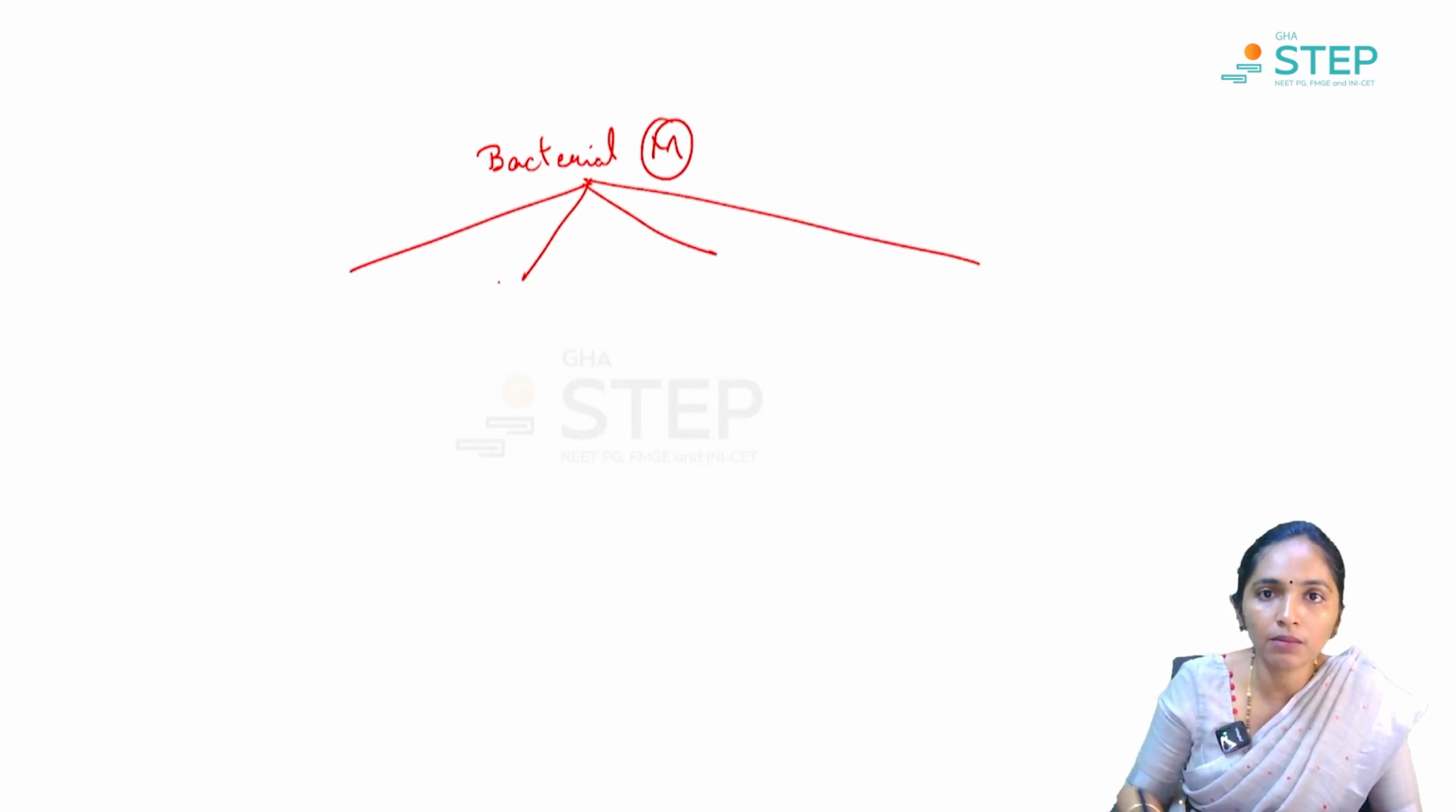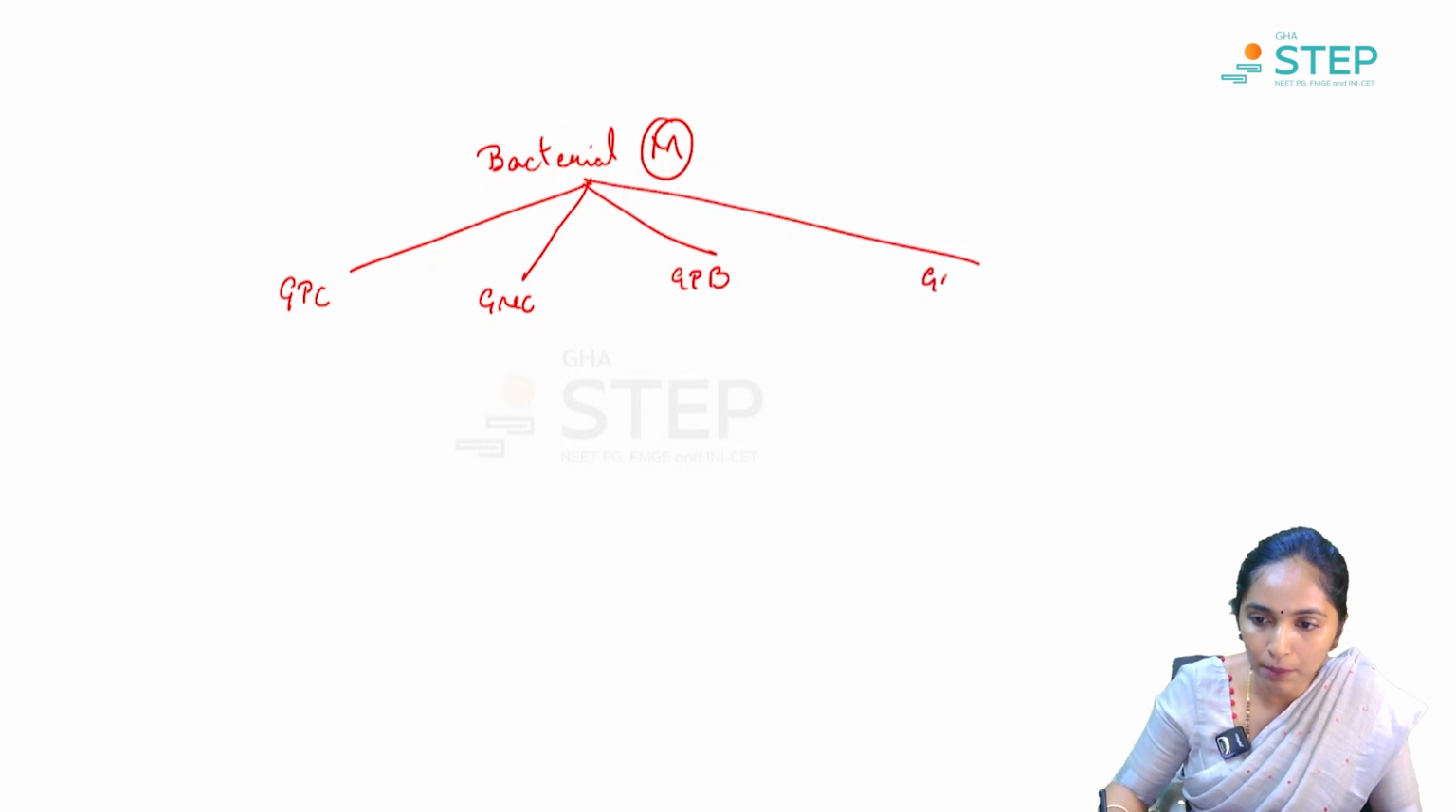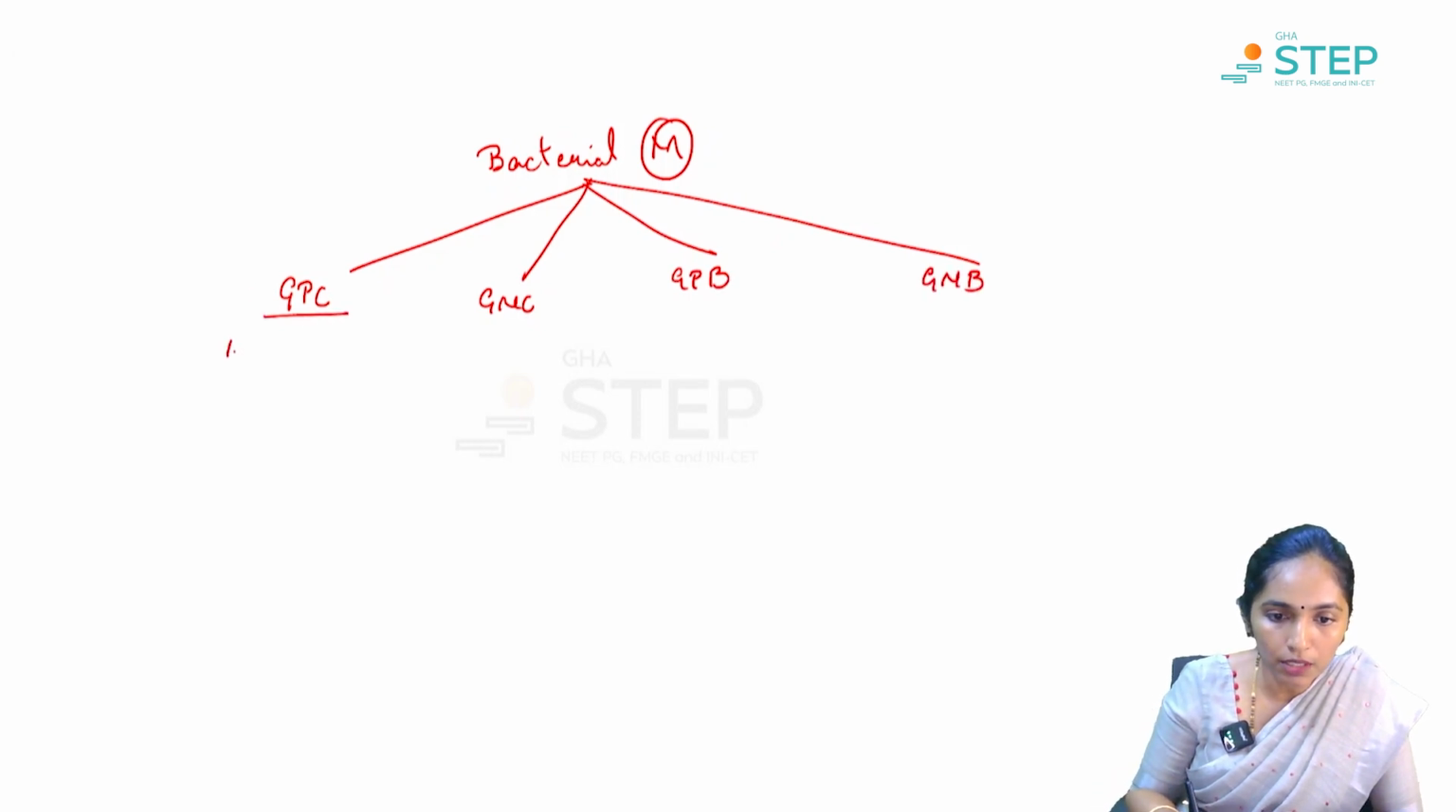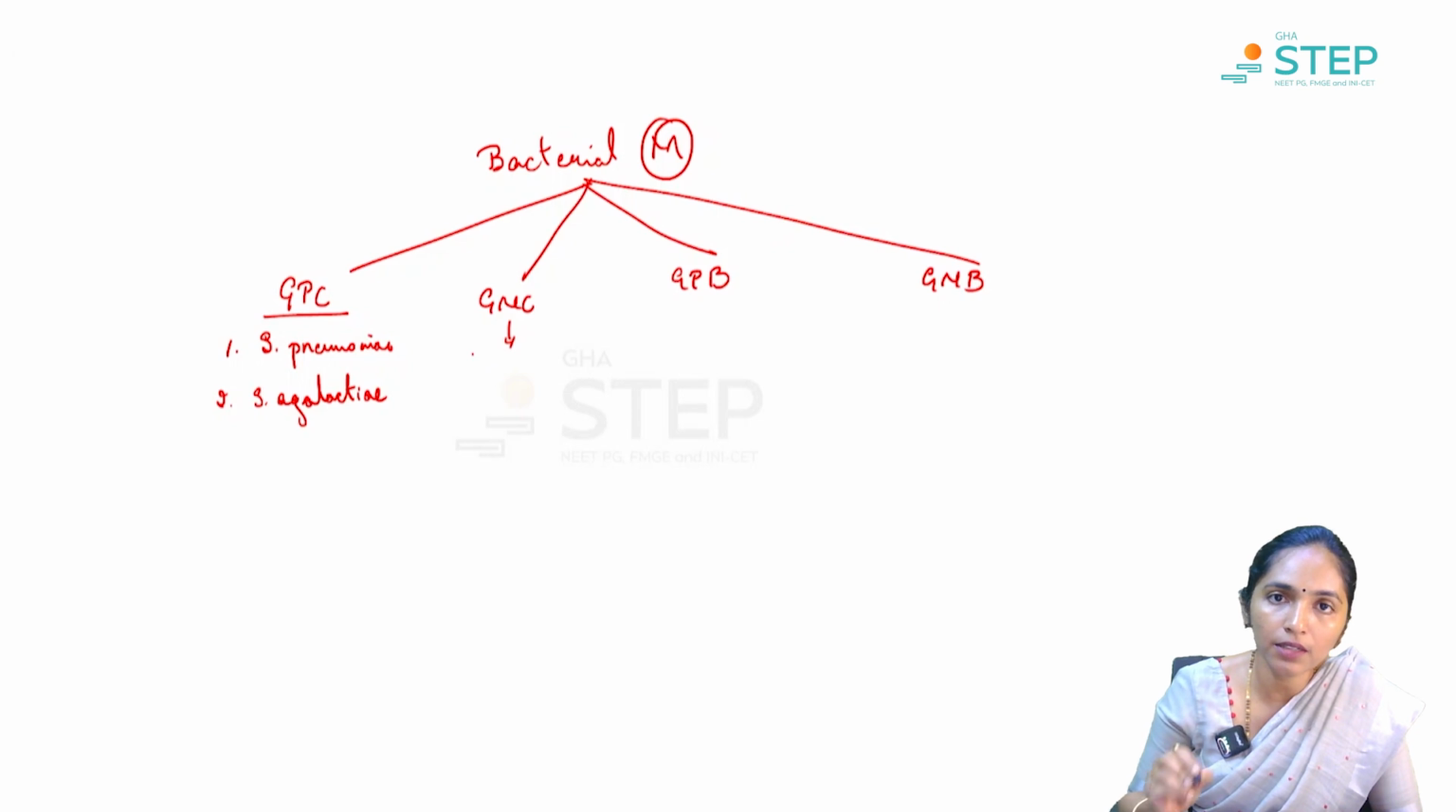Now let us look into the various causes of bacterial meningitis. We can understand the causative agents under the following headings in terms of morphology: gram-positive cocci, gram-negative cocci, gram-positive bacilli, and lastly gram-negative bacilli. Under gram-positive cocci, we have two, that is Streptococcus pneumoniae and Streptococcus agalactiae. Gram-negative cocci, only one, that is meningococci, Neisseria meningitidis.